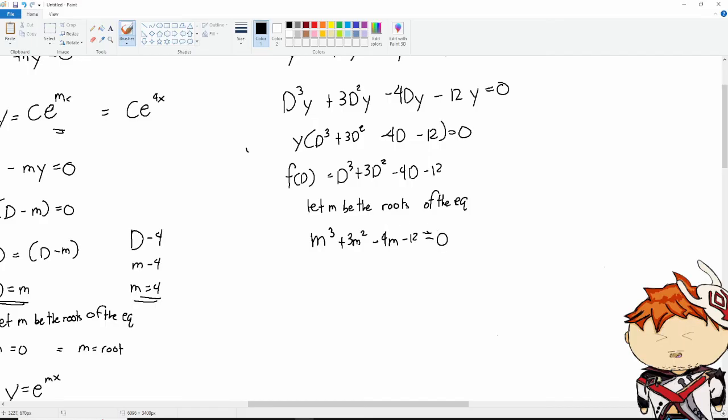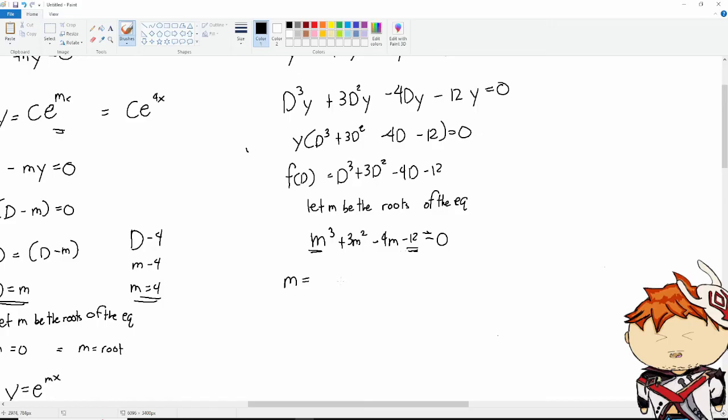This is now equal to 0. Now we have to determine the root. This is a cubic equation, and I'm going to do this via synthetic division. To determine the root of an equation, we can guess the root by dividing the factors of the last term by the factors of the first term. What do we mean?